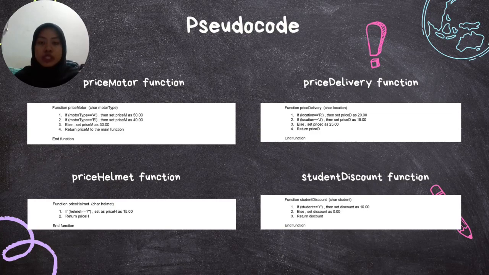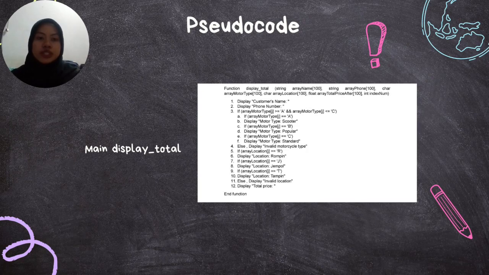After that, student discount function. The student discount function is designed to calculate the discount amount based on whether a user is a student or not. If user enters Y, this means the user is eligible for 10% discount. If user enters N, there is no discount. Lastly, display total function. The display total function is intended to display information related to a customer's order. If user enters a motor type other than A, B or C, invalid motorcycle type will be displayed. Also, if user enters a location other than R, J or T, invalid location will be displayed. After that, display total price.